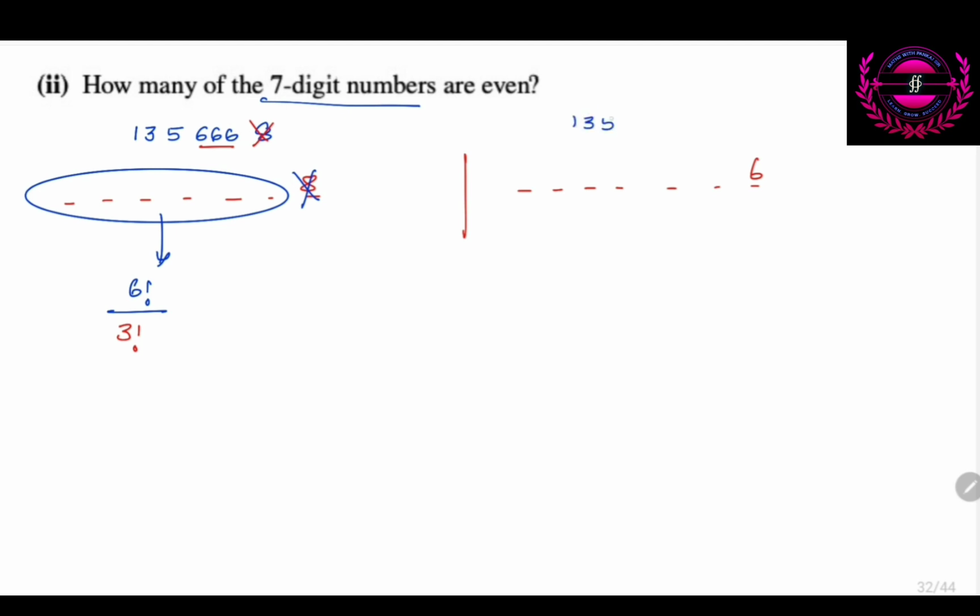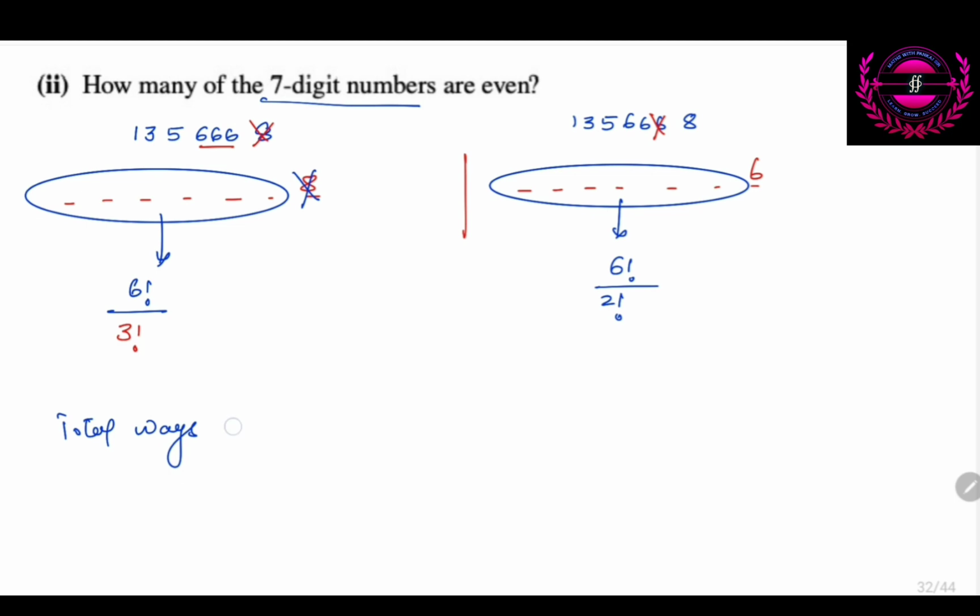In this part, I have 1356668, and as 6 is already fixed, I will remove one 6 from here, and now I can arrange these 6 digits in 6 factorial divided by 2 factorial because of 2 repeating 6's. For the total number of ways, I will just add them up: 6 factorial upon 3 factorial plus 6 factorial upon 2 factorial ways.